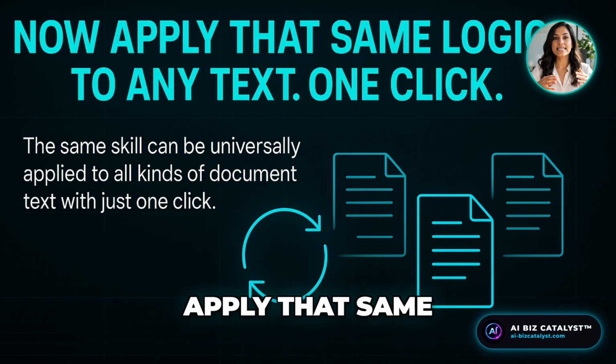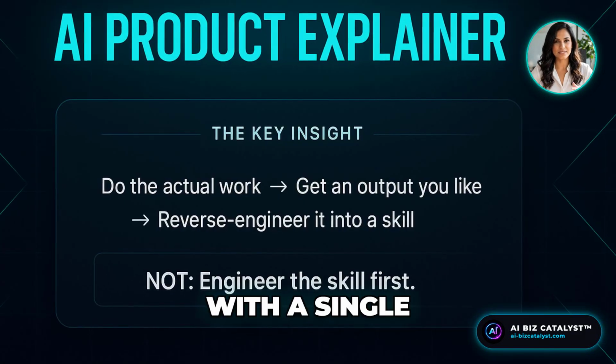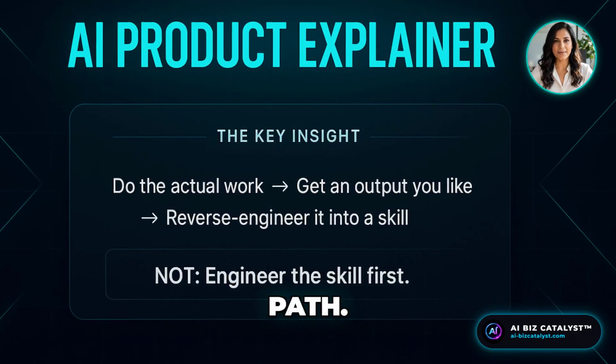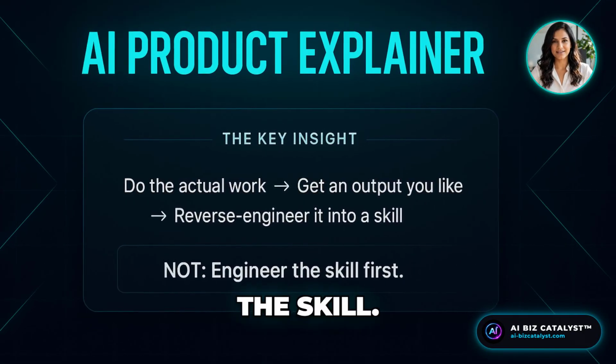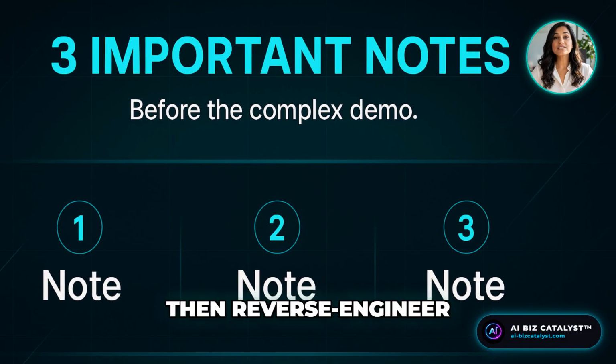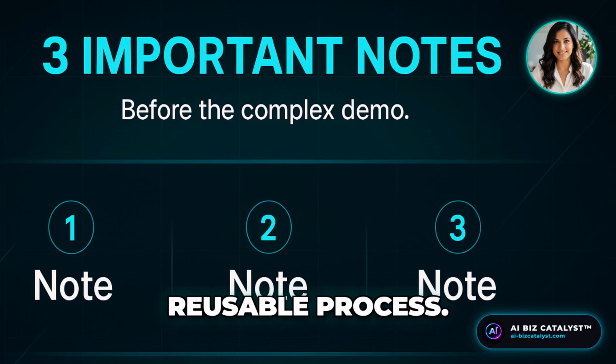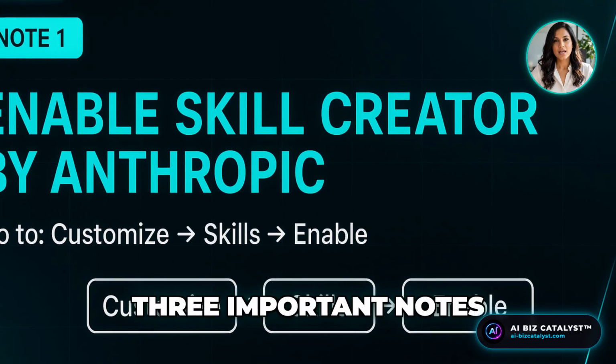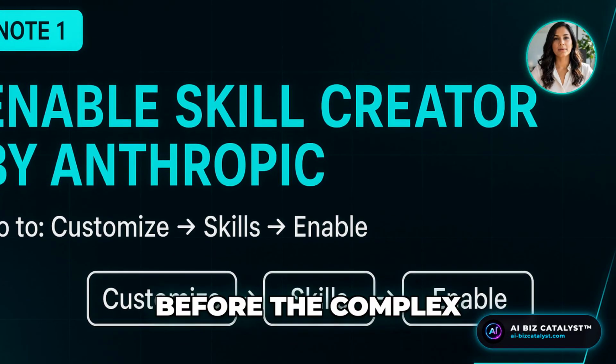Now I can apply that same logic to any piece of text with a single click. That's the simple path. You don't engineer the skill. You do the actual work, get an output you like, then reverse engineer it into a reusable process. That's the key insight. 3 important notes before the complex demo.